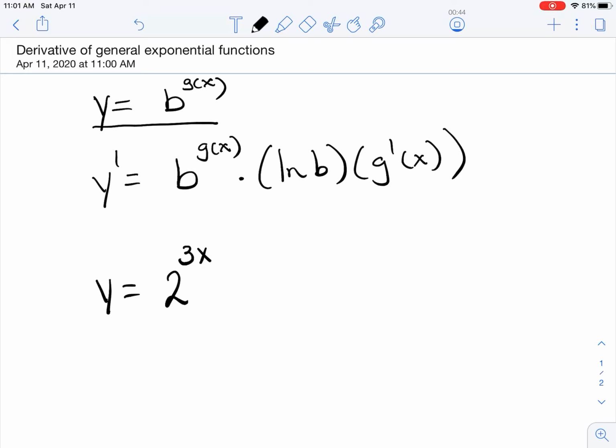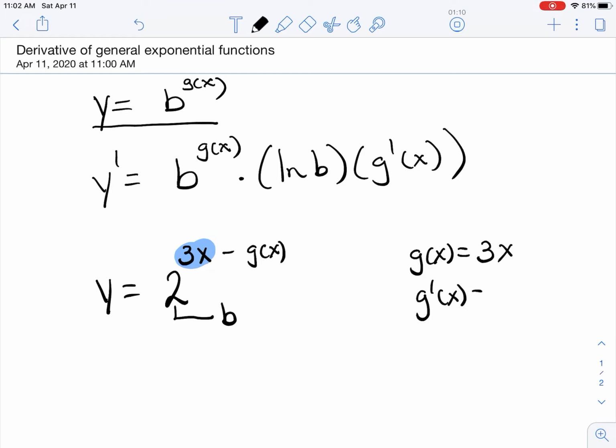So one thing I want you to notice here, you've got a couple of parts. You've got base b, and then in the exponent you've got g with respect to x. So if we're looking at this example here, the 2 would be the b we're talking about. And I'm going to get my highlighter out. The 3x would be the g with respect to x. So I'm going to start with that g with respect to x. It's going to be 3x. And I'm going to need the derivative of that, g prime at x.